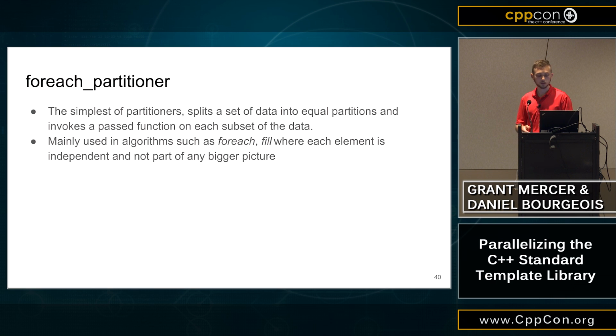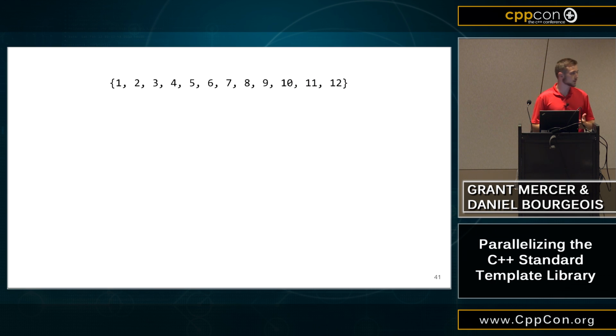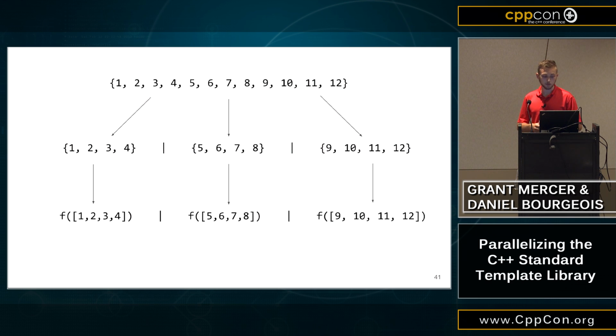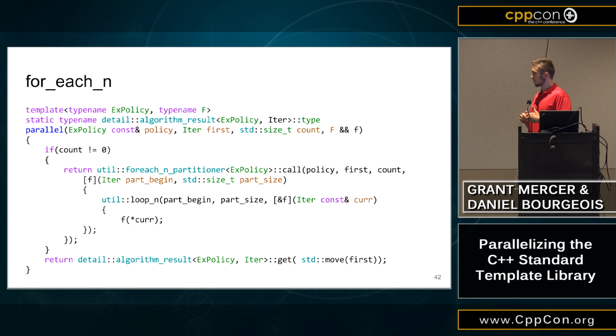Say fill as well. It'll work by, say you have a range of 12 elements, and let's say you have 3 cores. What the partitioner will do is distribute that range into 3 equal chunks containing 4 elements each. And you've passed in a function f, and this function f will be applied to each separate chunk. What that does is it allows us to execute these algorithms in parallel and solve this problem.